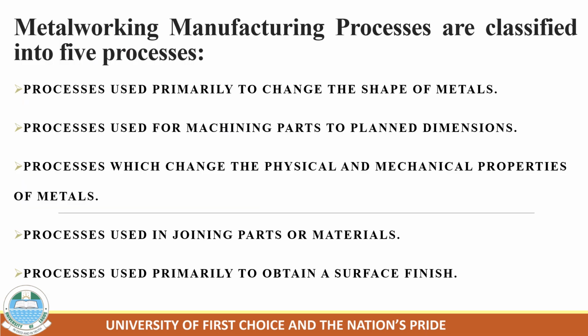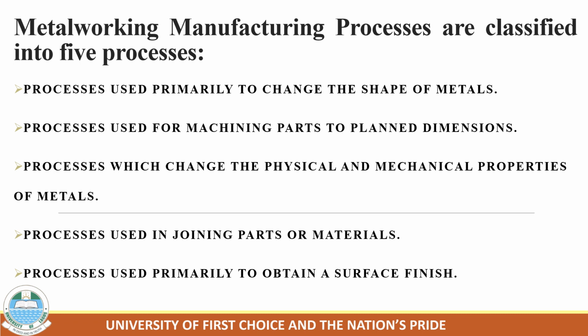The metalworking manufacturing processes are classified into 5. We've discussed it briefly under the introduction to metalworking. Now is the time to discuss it comprehensively. Metalworking processes are classified into 5.